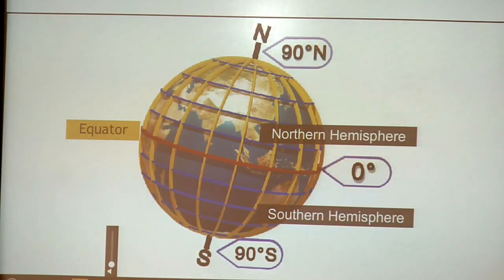When locating a place using the latitudes, these are the horizontal lines. As you can see in the picture, these blue lines. Using the latitudes, we can easily find if a place lies in the northern hemisphere or in the southern hemisphere, and how far it is from the equator.